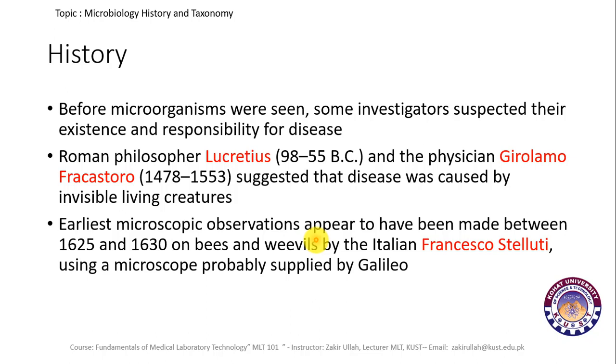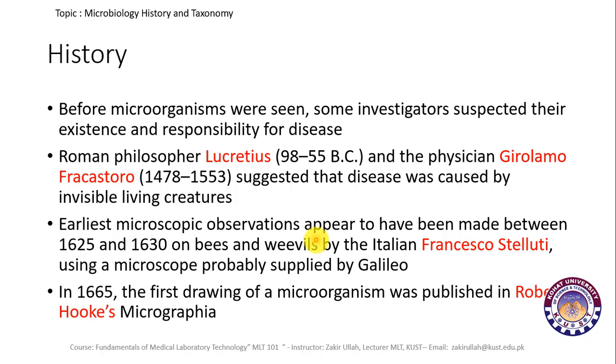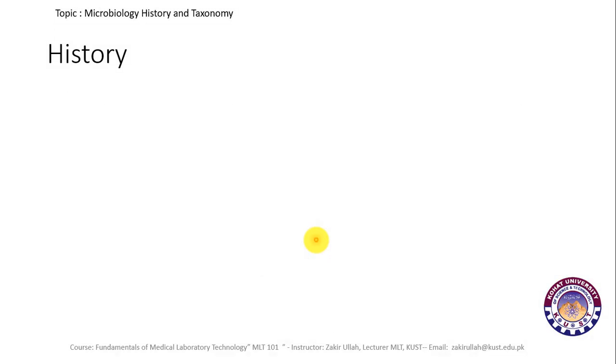The earliest microscopic observations were made in 1625 to 1630, on bees and weevils, by an Italian microscopist, Francesco Stelluti, using a microscope probably provided by Galileo. In 1665, the first drawing of microorganisms was reported in Robert Hooke's Micrographia. These drawings showed different types of bacteria and their structures.